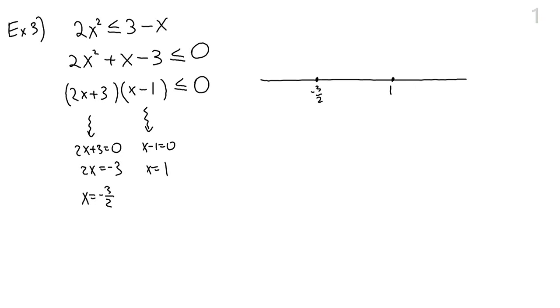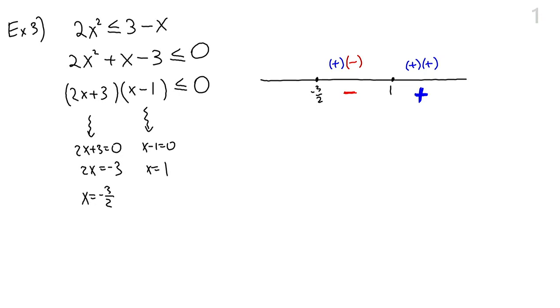And we look at the first region, anything that's greater than 1. If anything is greater than 1, then both factors are positive. So we have a positive number times a positive number, giving us a positive number on this interval. The second piece, from negative 3/2 to 1: x minus 1 is negative there, because anything less than 1 is negative. The other piece is still positive. So we have a positive times a negative, which gives us a negative.